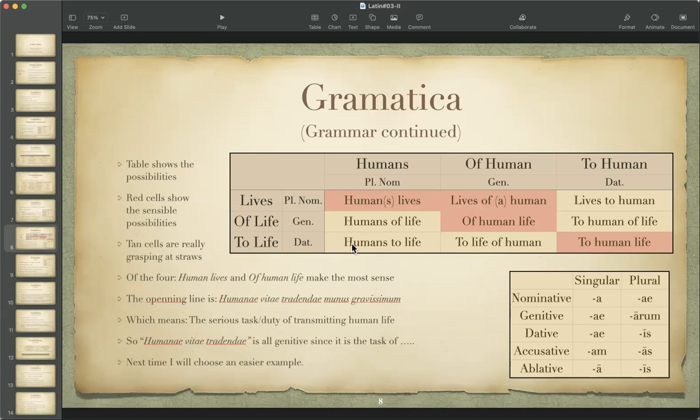Yes, and we're going to get to that because I'm going to give you the opening line of the encyclical. But that's what you're doing here. Yes. You're trying to show the context and how you can interpret it. Yes. Yes.